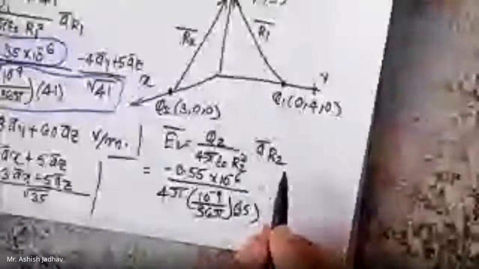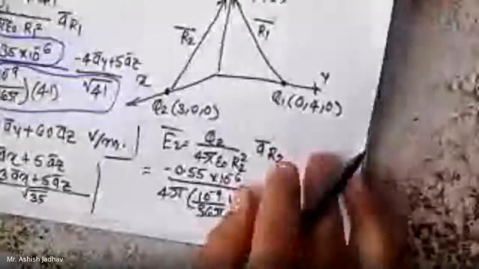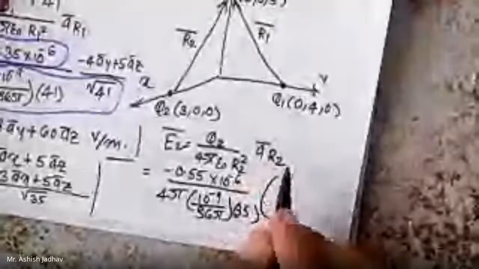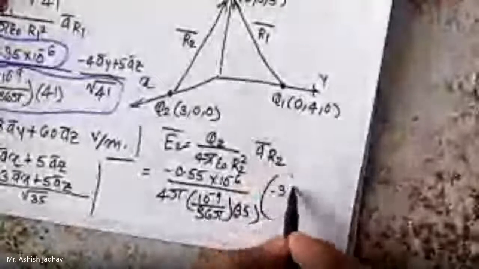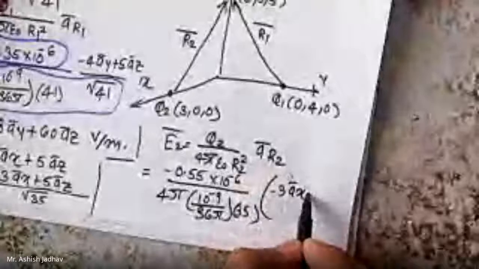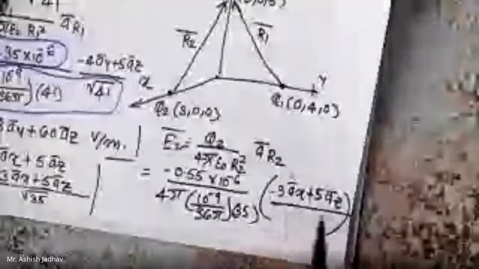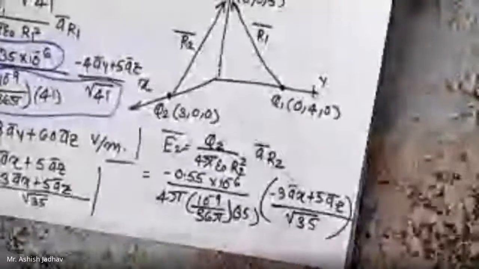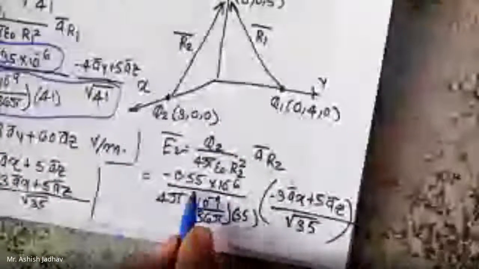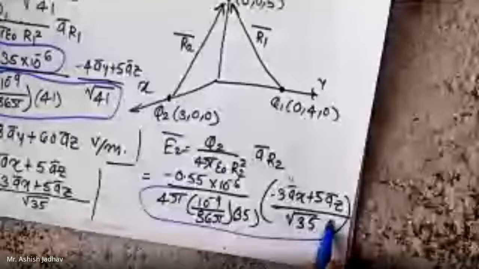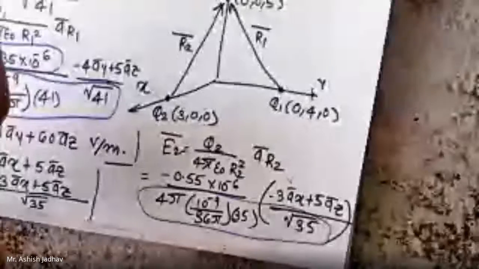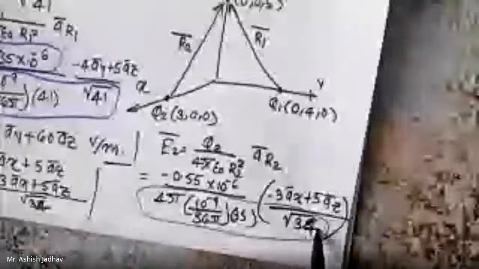So into a bar R2, which is minus 3 a bar x plus 5 a bar z divided by root 35. So you can calculate the denominator term first. Root 34. Did you get root 34? Sorry. This is root 34. My mistake. Root 34 it is.